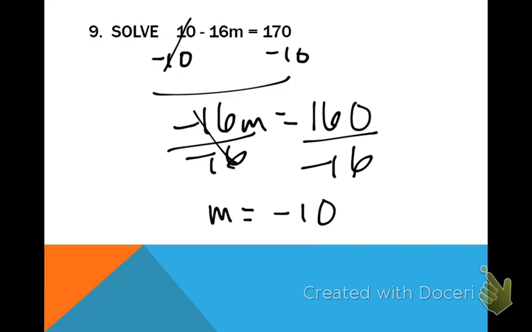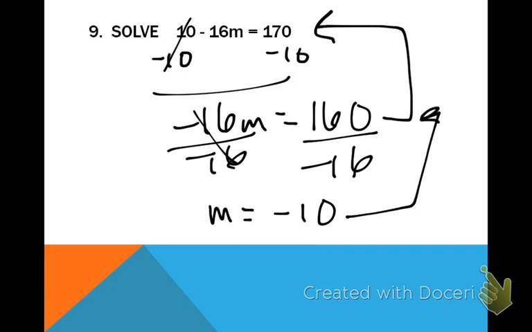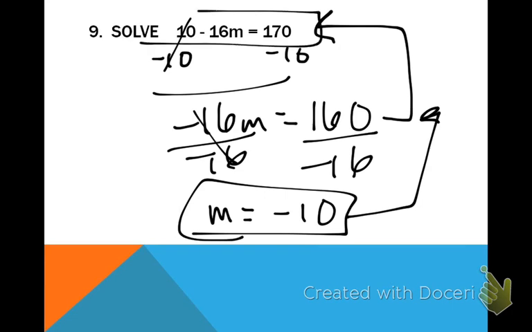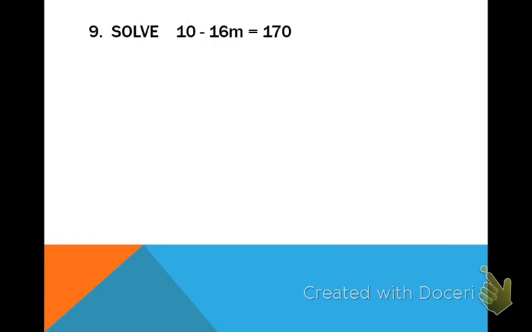Okay? I keep pointing this out, guys. These are equivalent equations. They mean the same thing. They have the same solution. They just look different. It's a lot easier to tell that the value of m here is negative 10 than it is if you're looking at that equation right there. If you're looking at 10 minus 16m equals 170, it's not so easy to see that the value of your variable is negative 10. That's why we're doing this, right? All right. Good. I'm glad that came up. We can take care of that and that not be an issue anymore.